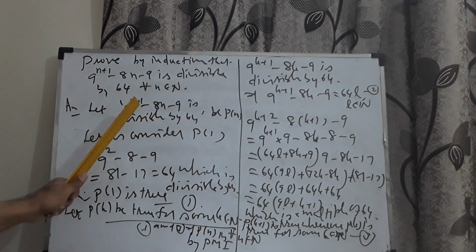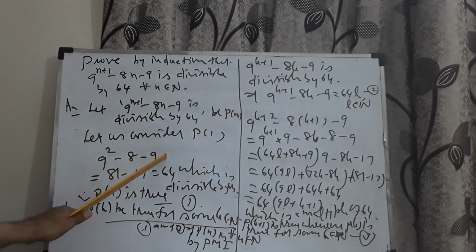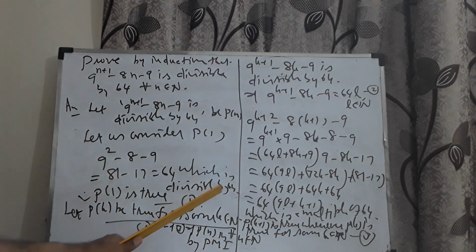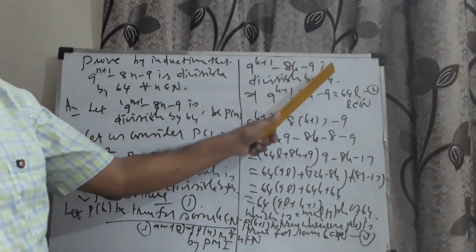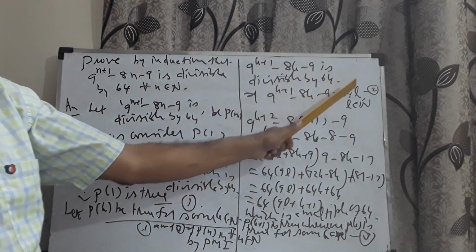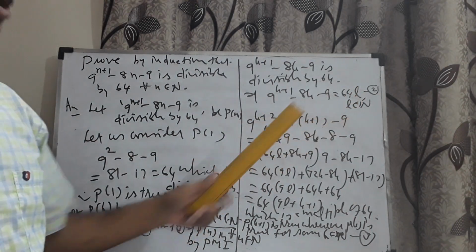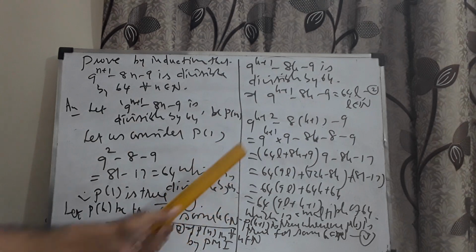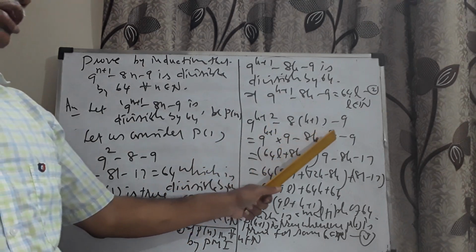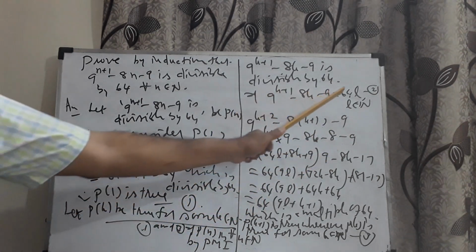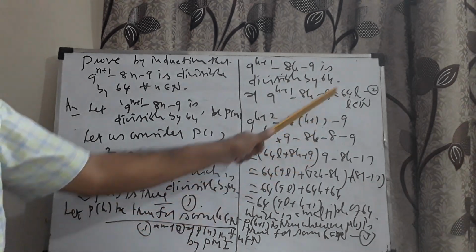Let us consider P of 1. 9 square minus 8 minus 9, 81 minus 17, 64 is divisible by 64. P of 1 is true. Assume P of k is true for some k element of N. If 9 power k plus 1 minus 8k minus 9 is divisible by 64, it can be written as some 64L. Now 9 power k plus 2 minus 8 into k plus 1 minus 9, what happens to that? We are trying. 9 power k plus 1 into 9 minus 8k minus 8 minus 9. This is replaced by 64L plus 8k plus 9 from 2.